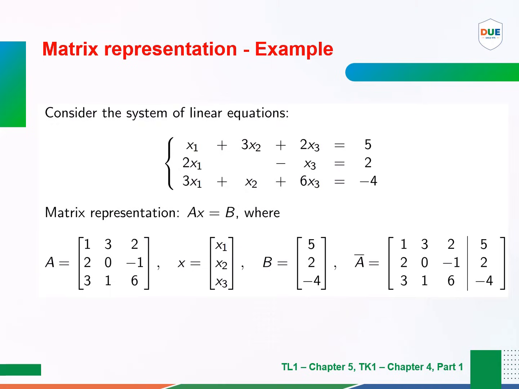Next, the variable vector contains x1, x2, and x3. The right-hand side vector contains 5, 2, and -4. Therefore, the original system can be written compactly as AX equals B. Finally, by adding B as the last column of A, we obtain the augmented matrix shown on the right. An important point is that a missing variable in an equation must be represented by a zero coefficient.